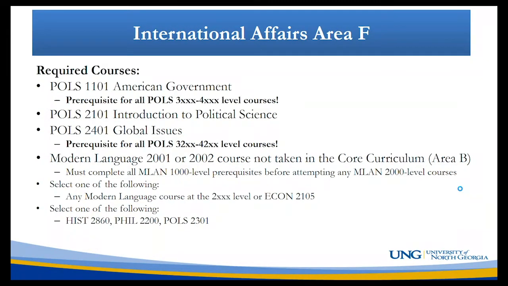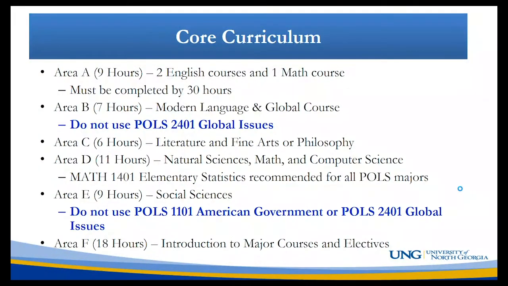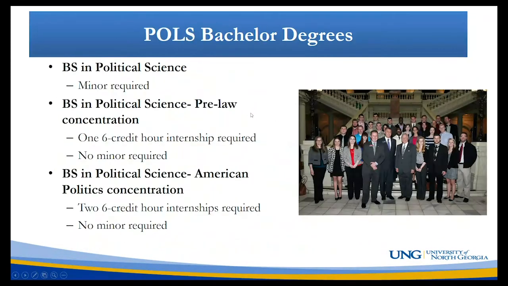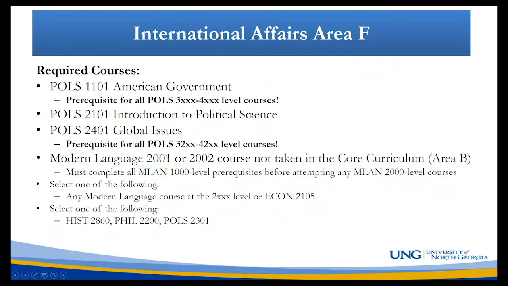So area F for International Affairs is similar to the Bachelor of Science with some caveats, right? So American government is required, introduction to political science, global issues, they're all required. But you also have to take a modern language course, which is not part of the core curriculum. So in area B, remember, you are required to take a class right here. Let me show you. Okay, right here, modern language, right? Area B, you cannot use the same class here. Okay, it has to be different, right?